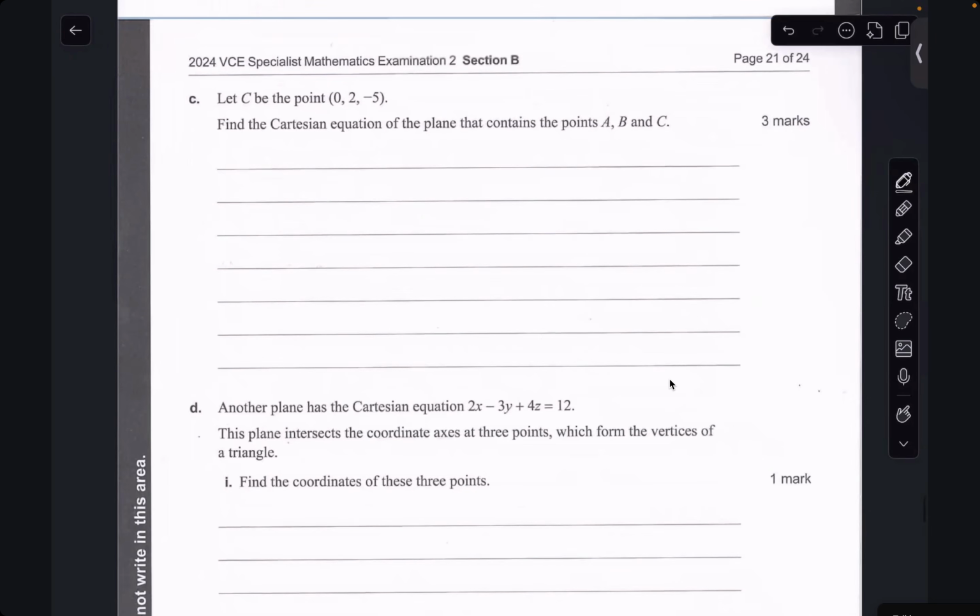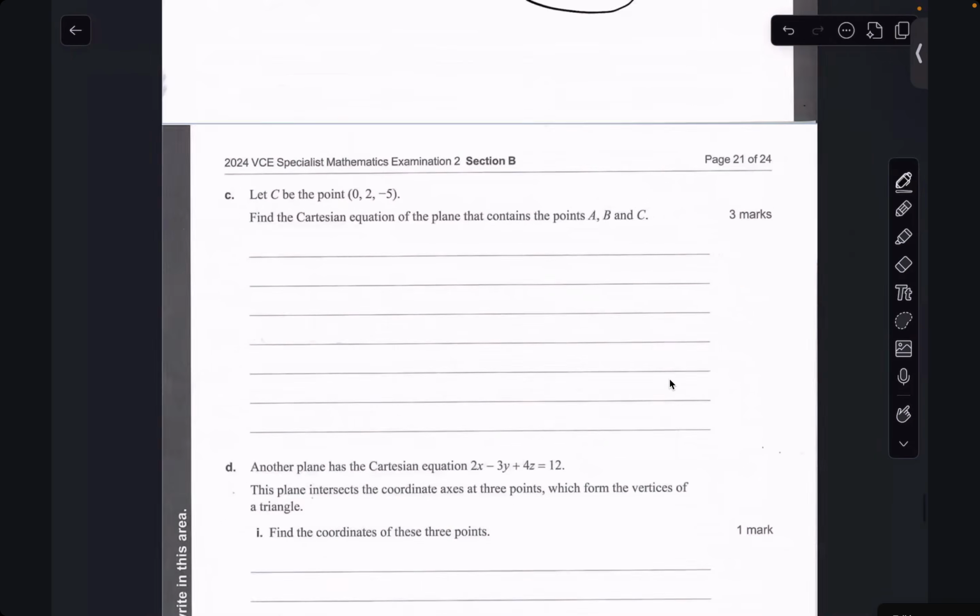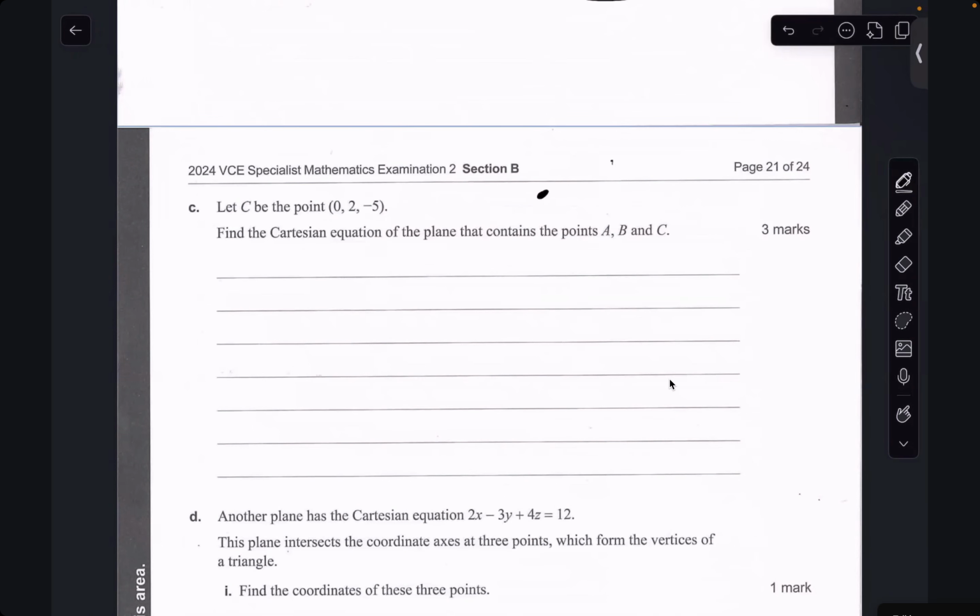Alright, let C be the point 0, 2, negative 5. Find the Cartesian equation of the plane that contains the points A, B, and C. So, we've got A, B, and C. Then we can say BA and BC are normal to those vectors. So, BA.